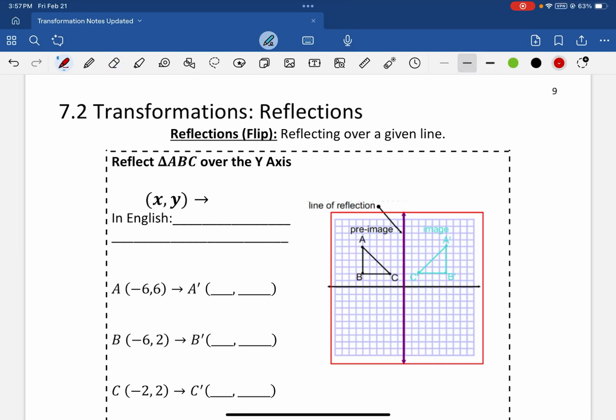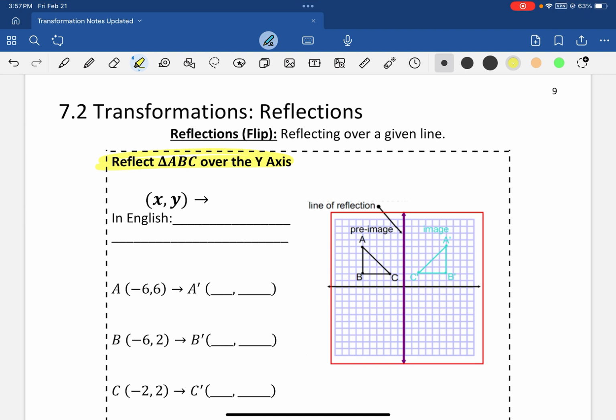Today we are talking about reflections. The definition of a reflection is a flip or reflecting over a given line. So let's read this example right here. It says, reflect triangle ABC over the y-axis.